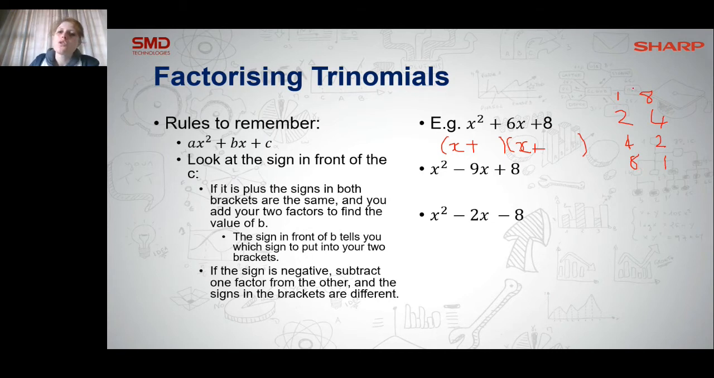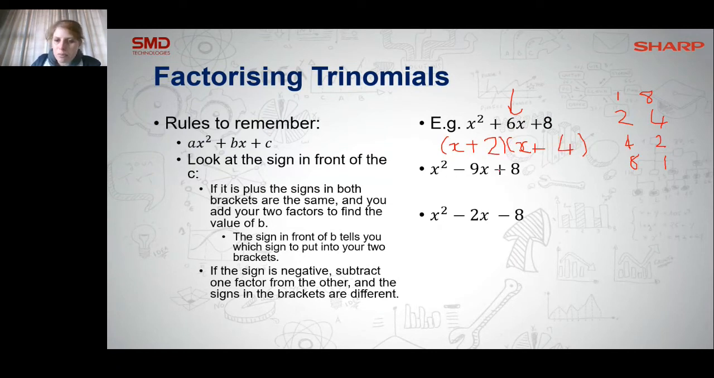Okay, so what we do is, because the sign at the back is a plus, I need to add my two columns together to find my middle term here. So 1 plus 8 gives me 9, not what I'm looking for, so I ignore it. 2 plus 4 gives me 6. That is what I'm looking for, and I can just put it straight into my brackets.